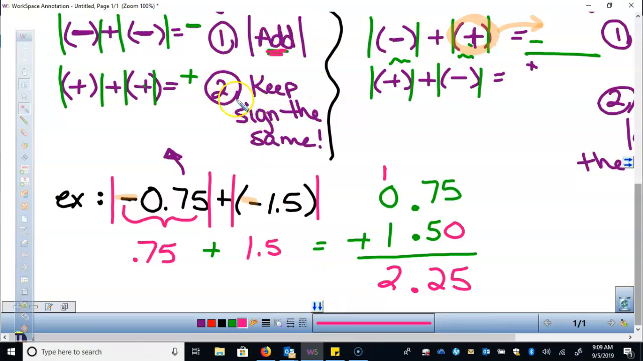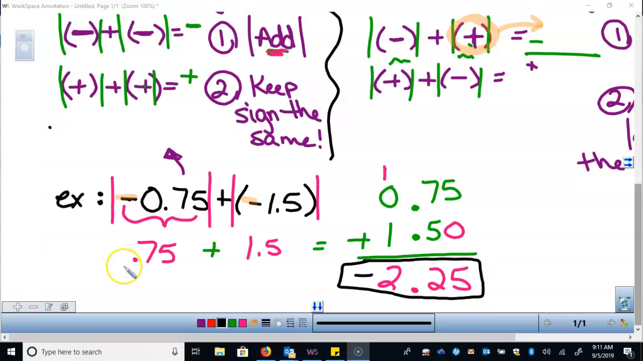Now, second step says to keep the sign the same. What sign did we start with? What were they? Were they positives or negatives to start with? In this case, they were negatives. So our answer is going to remain a negative. Negative 2 and 25 hundredths is our final answer.